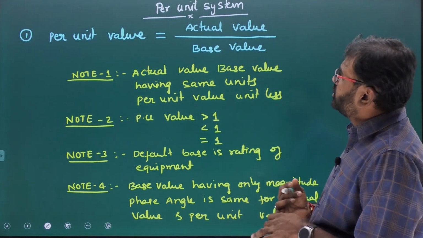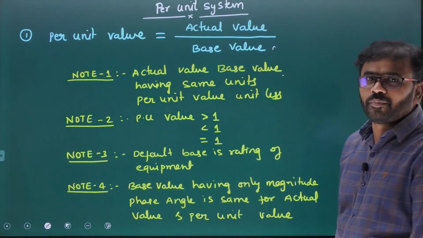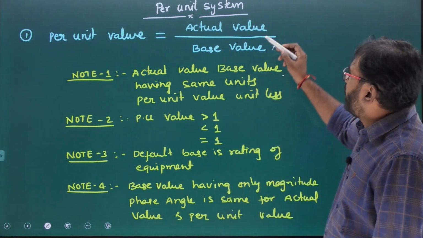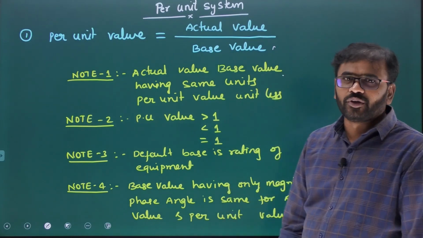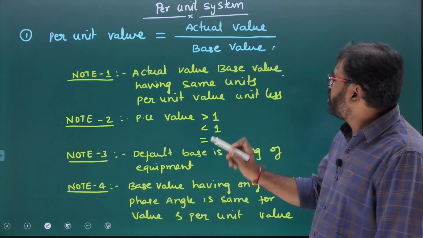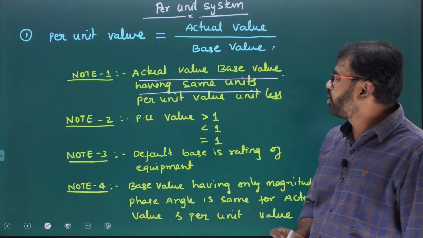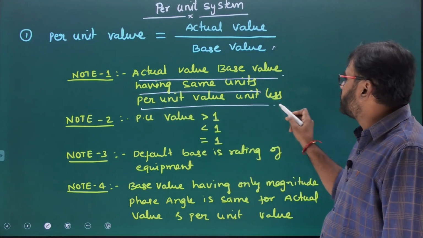As we already discussed, per unit value means the actual value of the quantity divided by the base value of the quantity. So actual value divided by base value is the per unit value. But the first important thing in per unit system is, see, actual value and base value have the same units. So that's why per unit value is unitless.